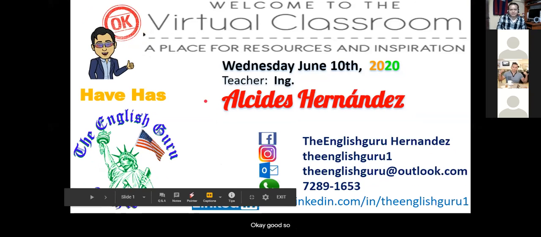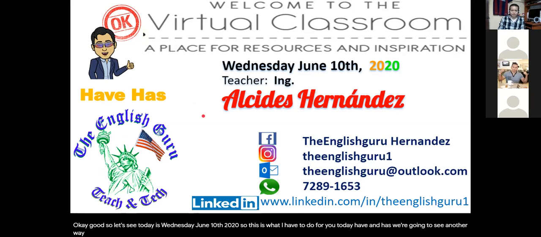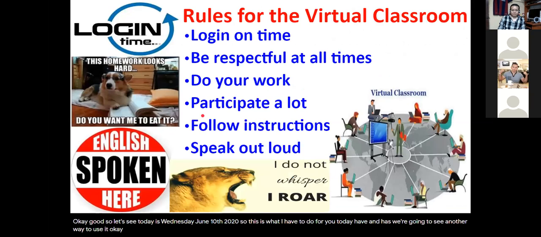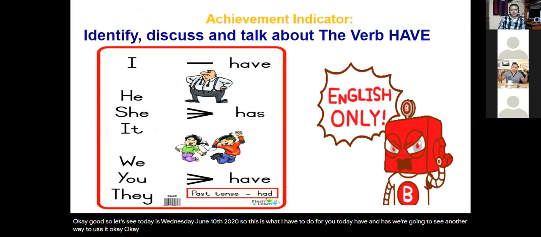So let's see. Today is Wednesday, June 10th, 2020. So this is what I have to do for you today, have and has. We're going to see another way to use it, okay? And the achievement indicators: identify, discuss, and talk about the verb have.